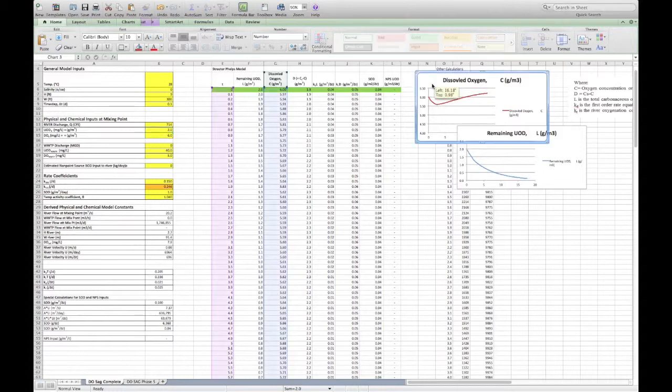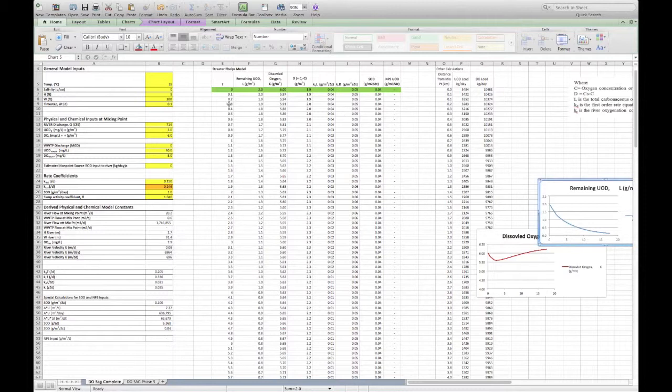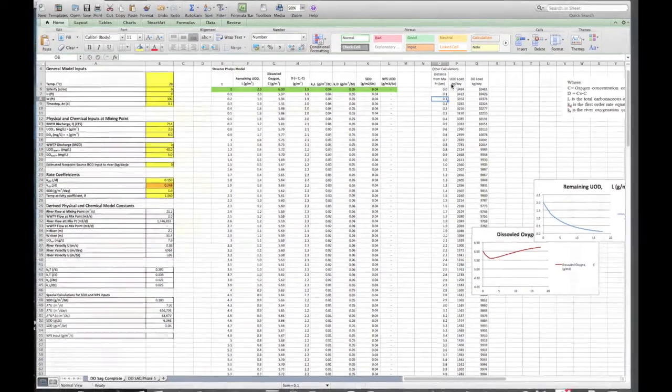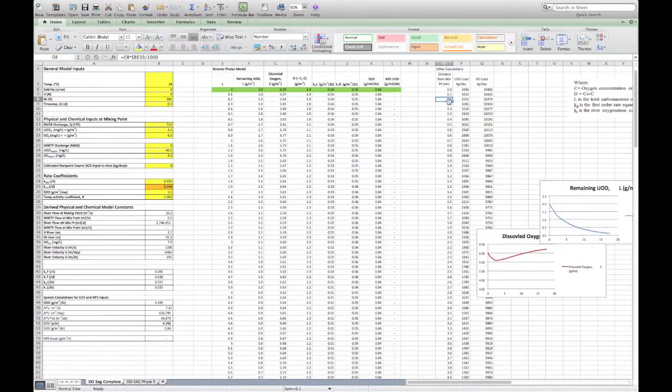Okay, the last part that I wanted to talk to you about actually was over here. Part of the exercise was to look at the distance from the mixing point. Well, that's fairly easy to calculate. If you know your time and you know your velocity, you can calculate your distance. And so that's basically what we've done. There's my river velocity in meters over one time step. And so I can calculate my distance either in kilometers or in meters. It doesn't matter.